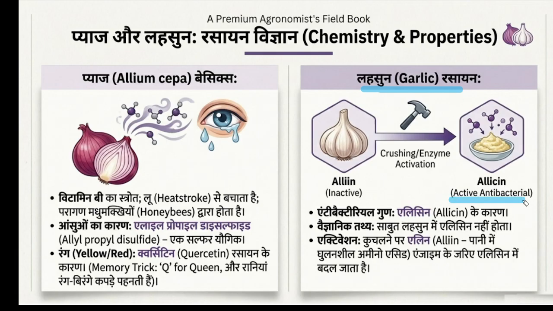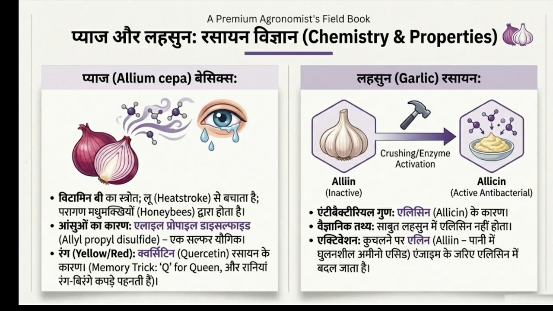So after understanding these complexities of cauliflower, let's talk about a crop that is part of every kitchen but whose chemistry gives the most questions in exams, and that is onion and garlic. Allium cepa and garlic. Absolutely.